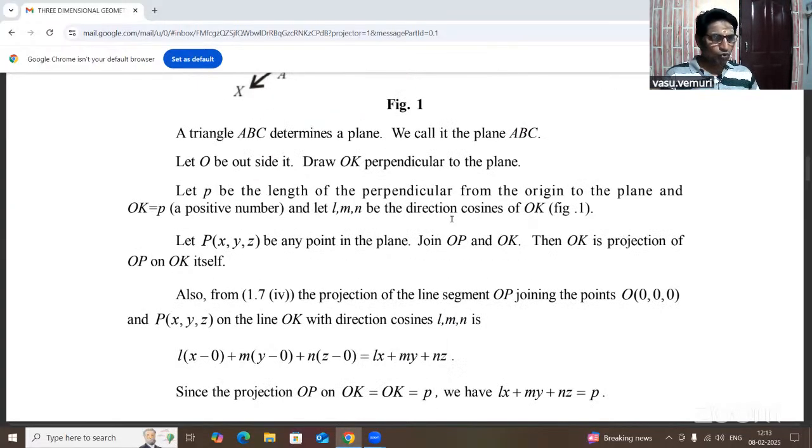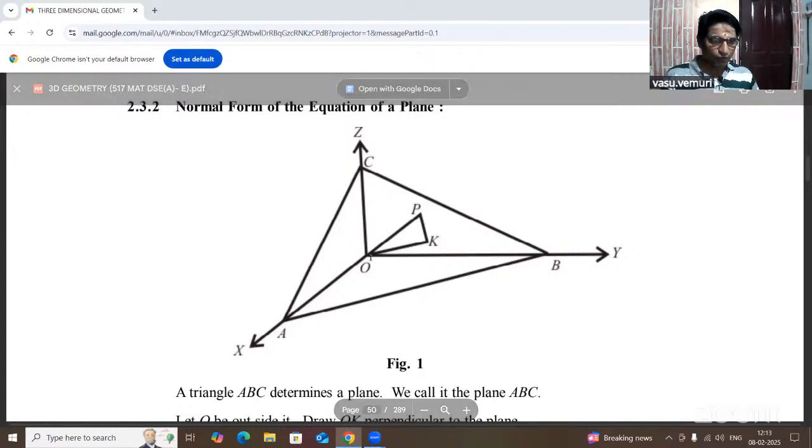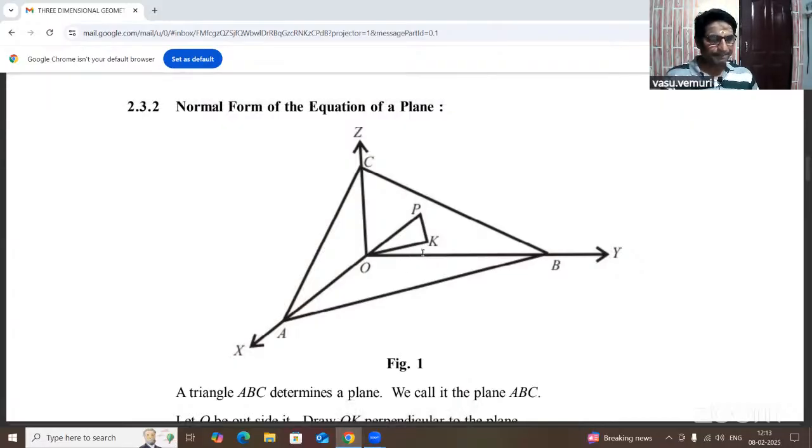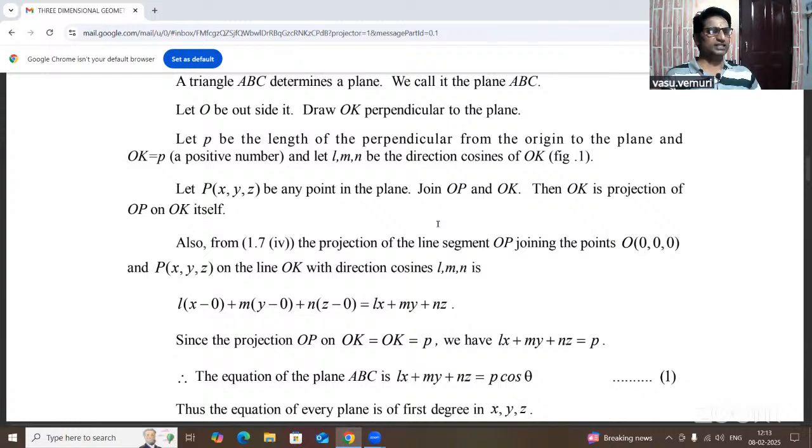Now O is outside of it, so OK is perpendicular to the plane. Just see this figure, this diagram. Here this is OK, the perpendicular to the plane. Small p is the length of the perpendicular from the origin to the plane, so the OK distance is small p. Small p is any positive number, there is no doubt. Here let l, m, n be the DCs of OK, l, m, n being the direction cosines of OK.